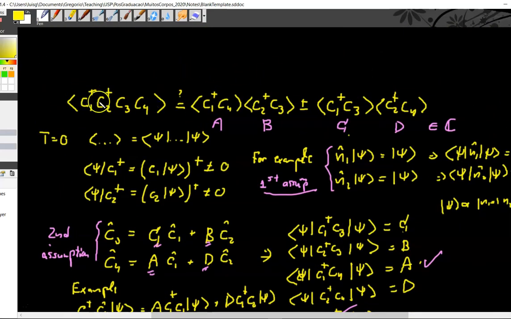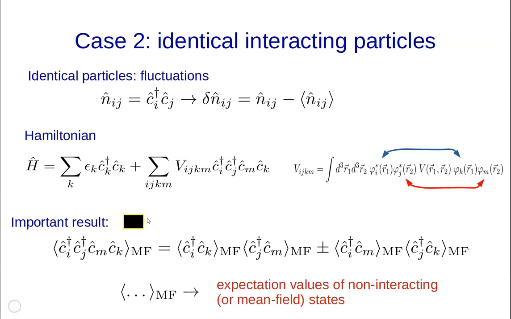We're going to go over this later in the course. This sort of pairing, decomposing this in terms of these contractions of two operators, the sum of contractions, which actually works for many, many more operators too, is at the heart of Wick's theorem that we're going to cover. So yeah, this is an important result. So let's go back to the slide. All right, so let's continue and try to use this result to derive the mean field equations for this problem of identical interacting particles.